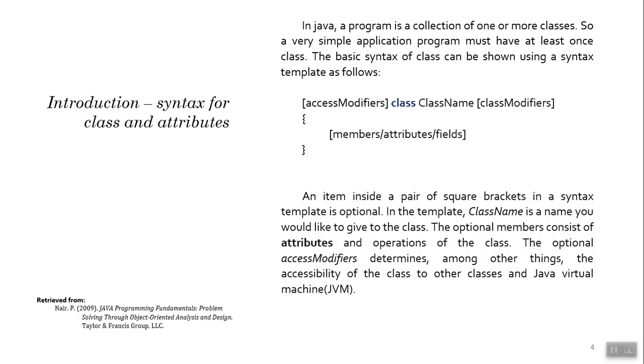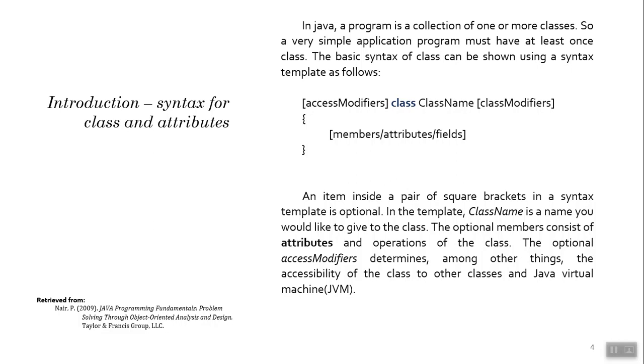And then the optional access modifiers determine, among other things, the accessibility of the class to other classes and the Java Virtual Machine. So these access modifiers, for example, the public access modifier or private access modifier. If it is public, then it is accessible to other classes. If it's private, meaning to say that this class cannot be accessed by other classes.